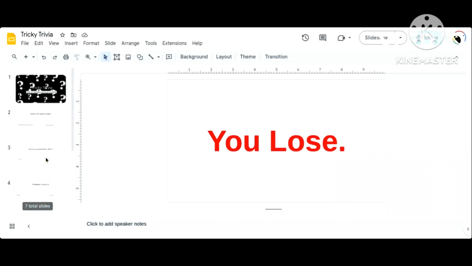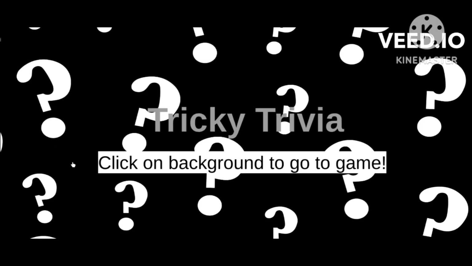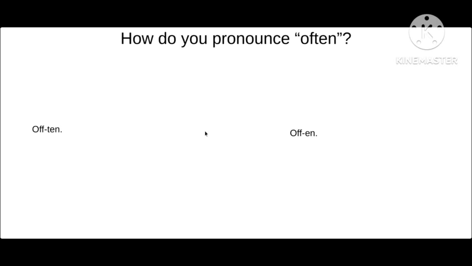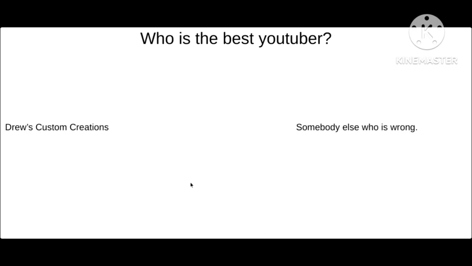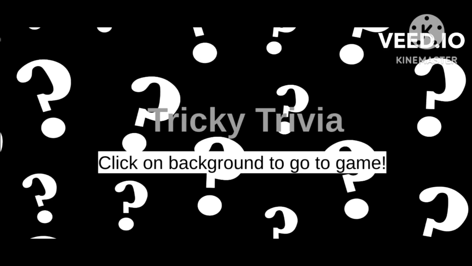And there we go. So now let's just test out our program, like I say in my other videos, except this isn't really that much of a program. Let's go into slideshow. Okay, let's go all the way up here. Tricky trivia. Click on the background to go to the game. What is the speed of light? There we go. How do you pronounce often? Pineapple on pizza is the best. Who is the best YouTuber? Well, obviously me. And I win! Yay! Of course, it's probably going to kick me out when I try to do this.